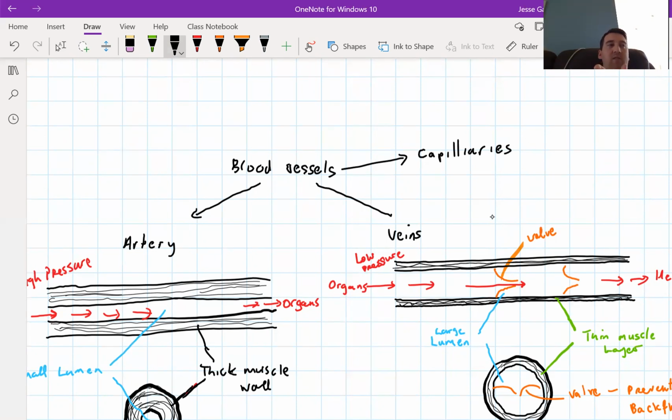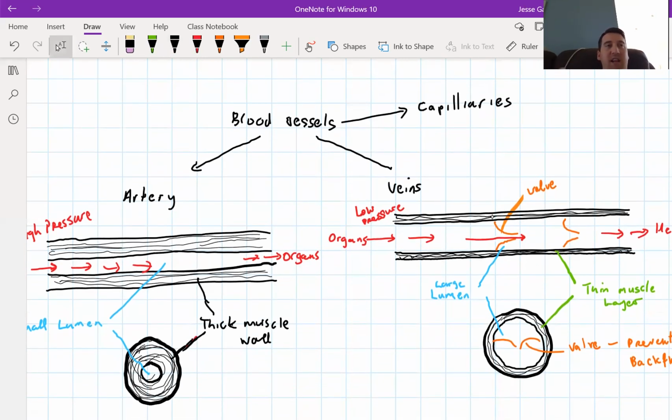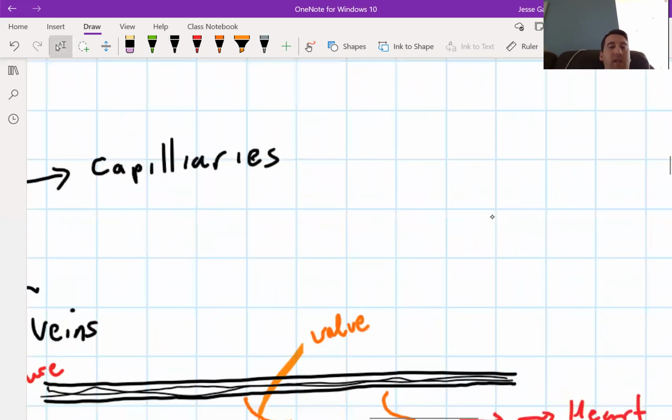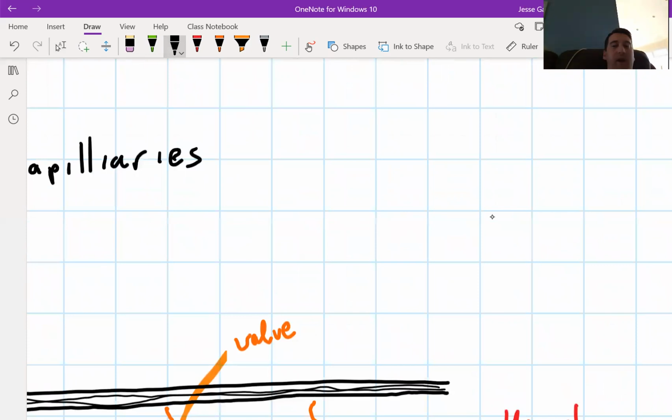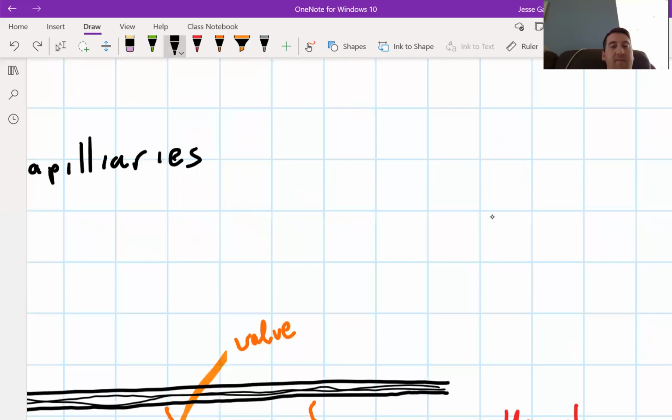Now, we've talked about blood moving in the arteries and the veins, but we haven't talked about them delivering and dropping off their materials. And that's because that doesn't really happen in arteries and veins. That happens in capillaries. Why are capillaries special? I'm going to zoom in here and I'm going to draw a capillary. I'm going to draw it much thinner than that. I'm going to pick my thinnest line.